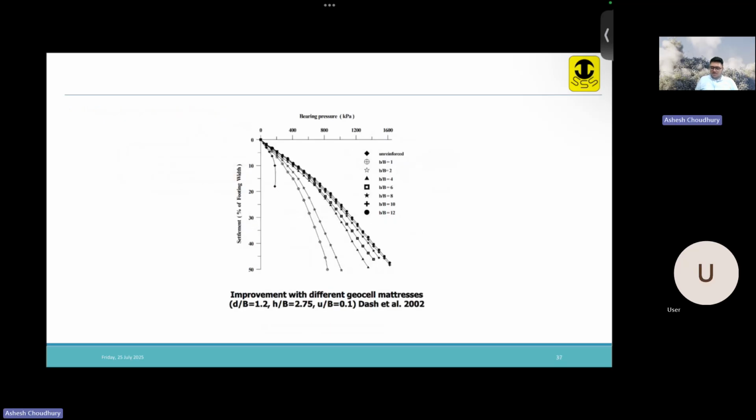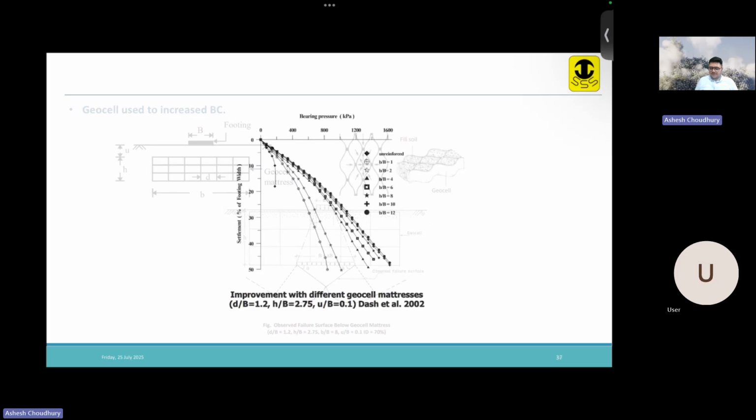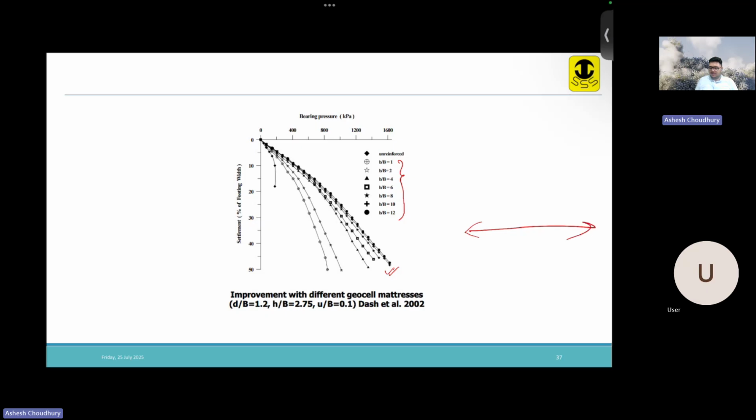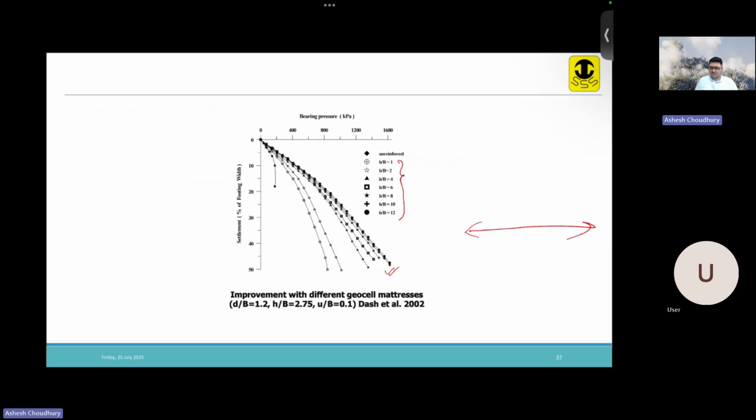These are some results where a geocell mattress was used to increase the bearing capacity of the soil. You can see a good improvement when using geocells. Here these are the aspect ratios, b by capital B, which is the extent of the placement of the geocell mattress. For different b by B ratios, we have different behavior. That is shown here.